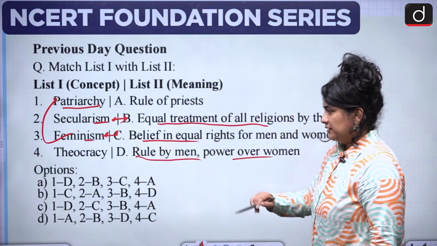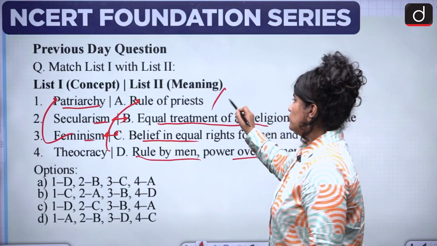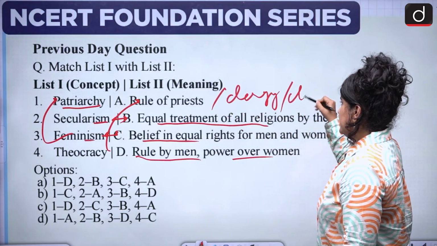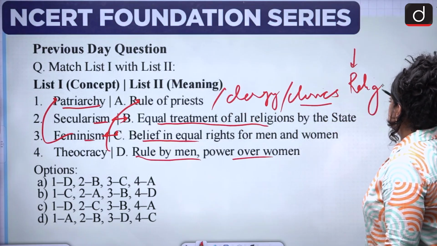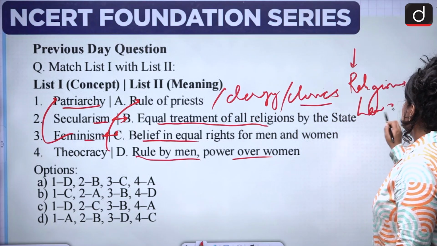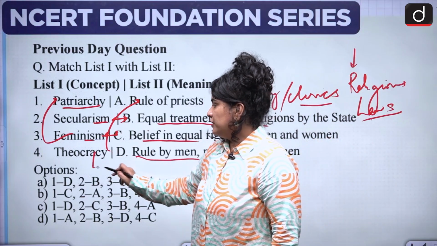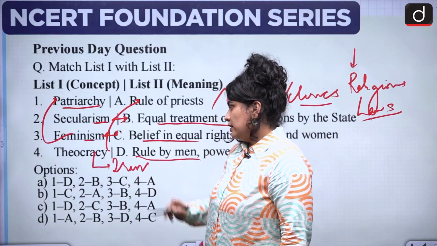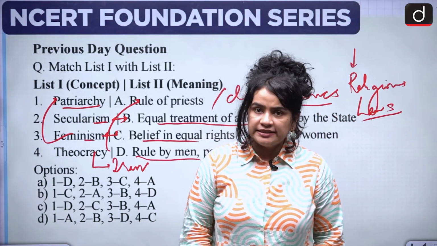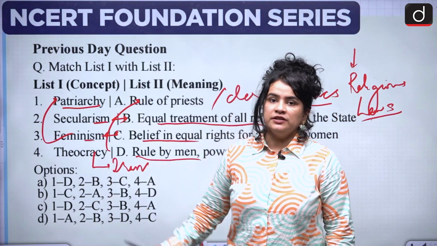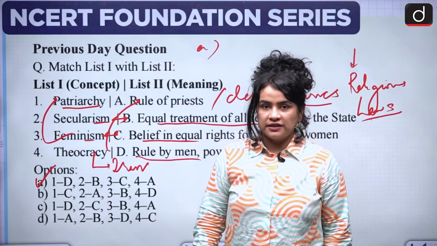4th, theocracy. Theocracy has to do with the rule of priests or rule by clergy or clerics, and they frame laws on the basis of religious texts. So the laws are religious in nature. You may take the example of a country like Iran, where the key decisions are taken by the clerics, and they usually do so on the basis of Islamic law. So this is a very good example of a theocracy. The option A is your correct answer.